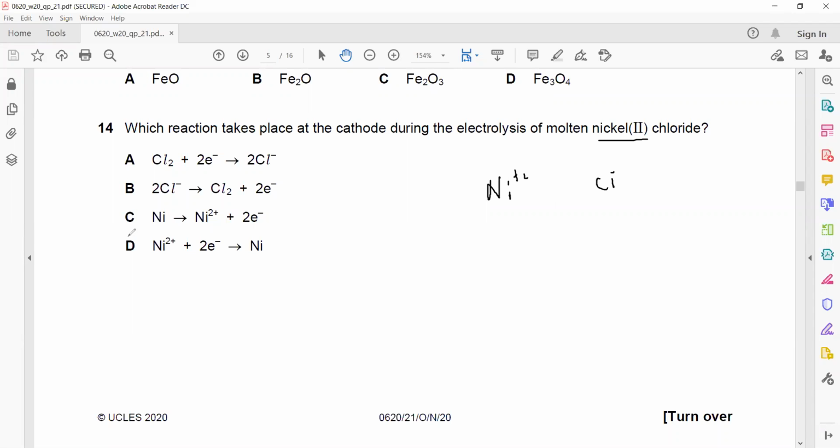D, sir, D. Nickel ions move towards the cathode, gain electrons and change to nickel atoms.